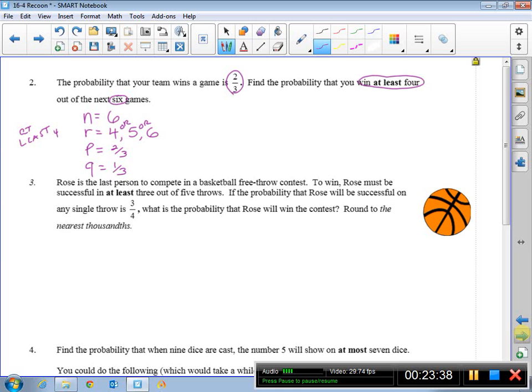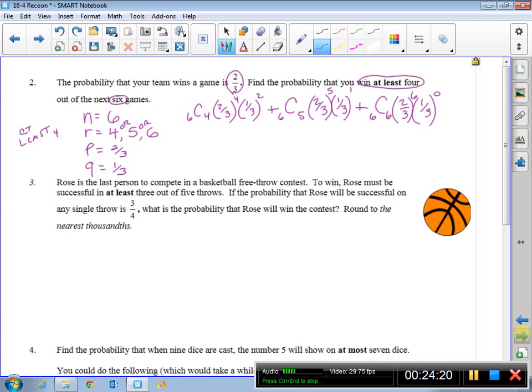Gonna finish it up here from the top. 6 choose 4. Probability to the 4th. Losing. How many games would you lose if you won 4 out of 6? 2. Or 6 choose 5. 5 wins is my exponent. So how many losses? Or 6 choose 6. 6 times winning, that means no losses. And I'll let you finish that one up.